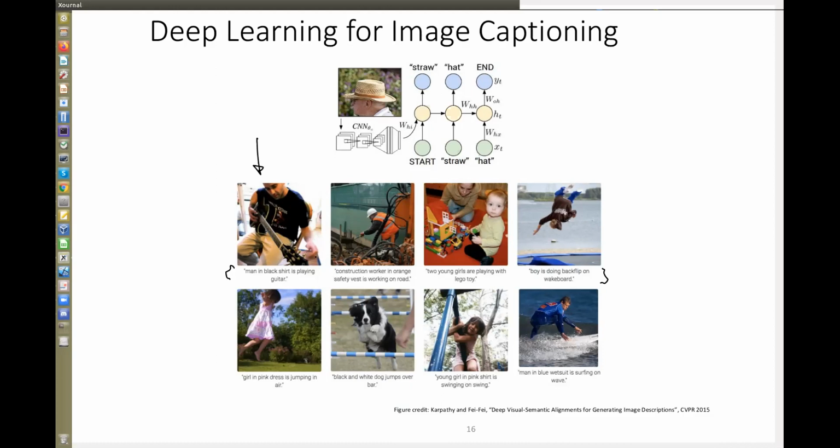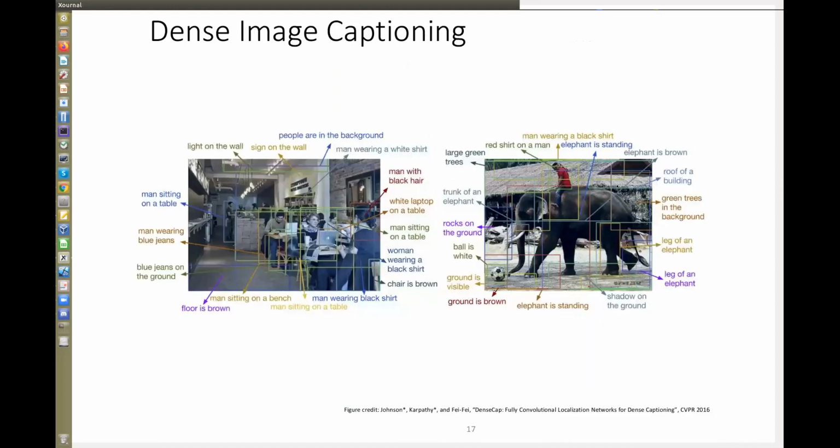We may have time to go a little bit into this kind of stuff, may or may not. This also has dense image captioning, where you identify each of the objects here and also give a caption describing each of the boxes as well.